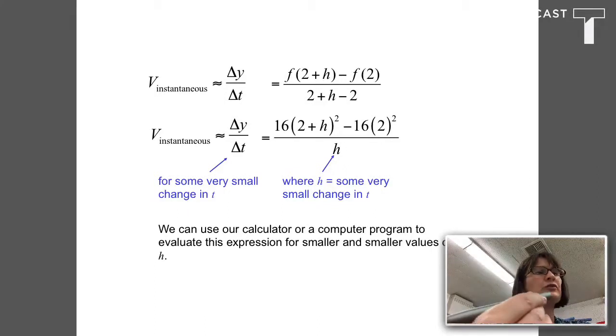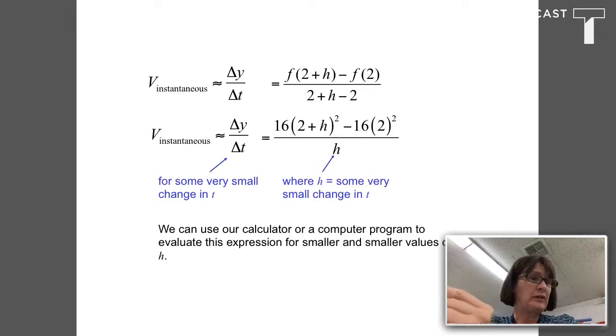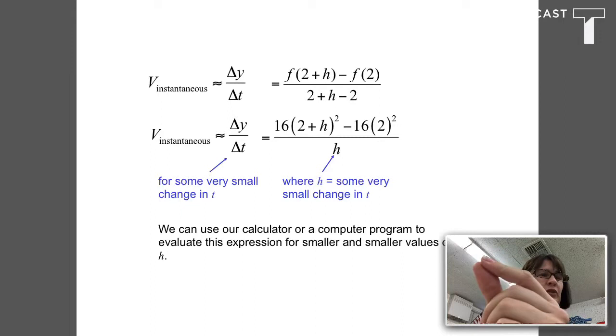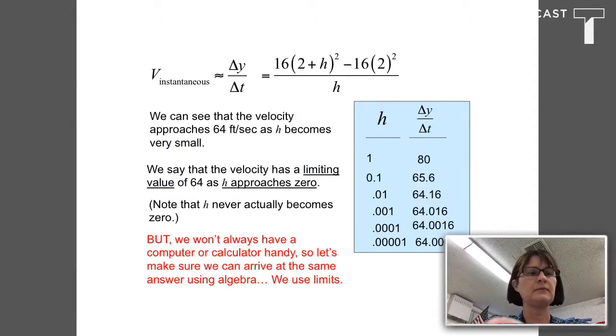We said we were going to write this expression for average speed with two time values. The time value time is 2, and the time value 2 plus h. So just a teeny tiny fraction of a second after time 2. We said we could use a calculator or a computer to let h get smaller and smaller and smaller, compute this average speed value, and see if we could figure out what it is headed toward, see if we could figure out what our average speed is.